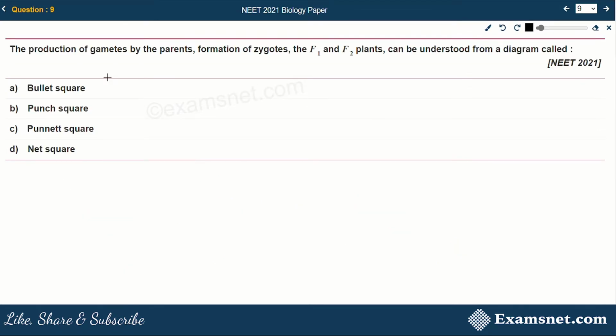Okay, so this question is from the chapter Principles of Inheritance and Variation, class 12th, and the question is: the production of gametes by the parents, formation of zygotes, the F1 and F2 plants can be understood from a diagram called, and the options are bullet square, punch square, Punnett square and net square. Okay, so what is a Punnett square? It is basically a diagram in the shape of a square. That means it is a kind of table, which can give us all the possible outcomes of a particular cross.